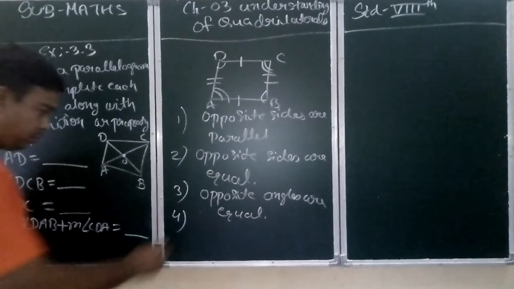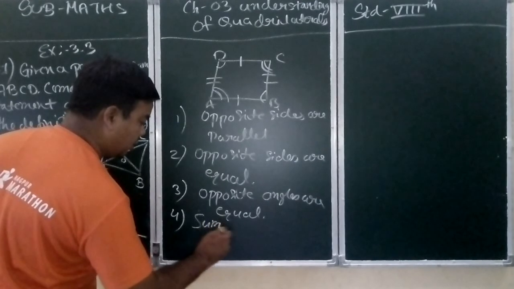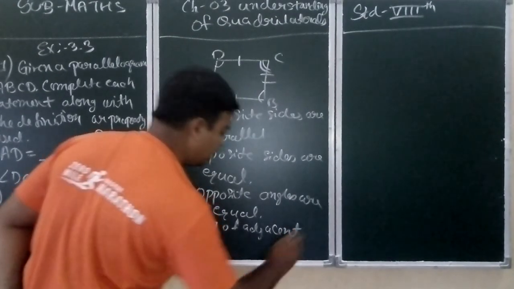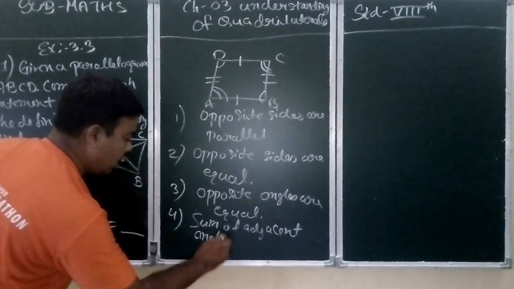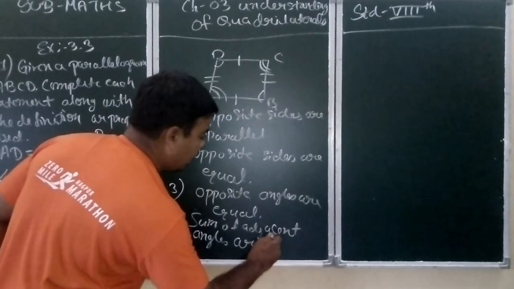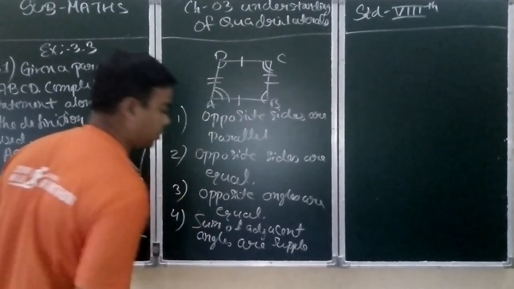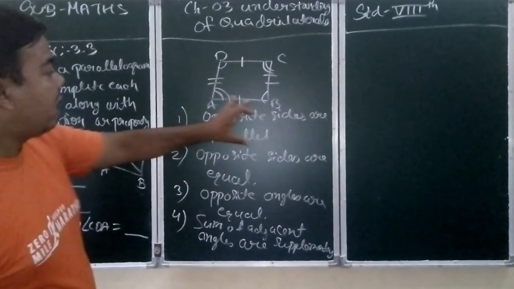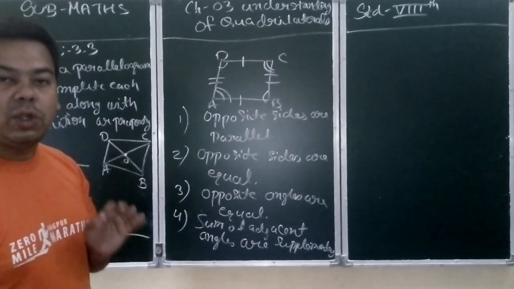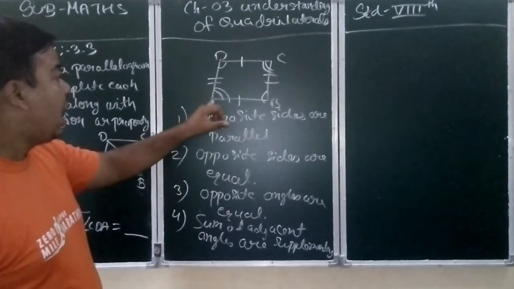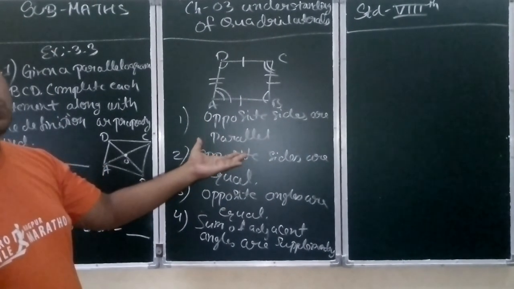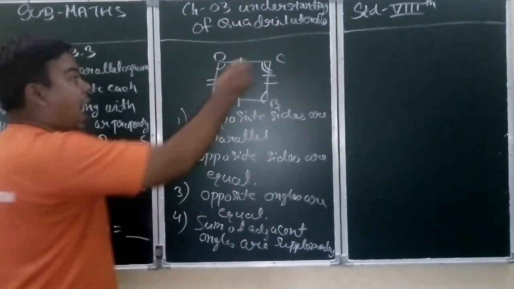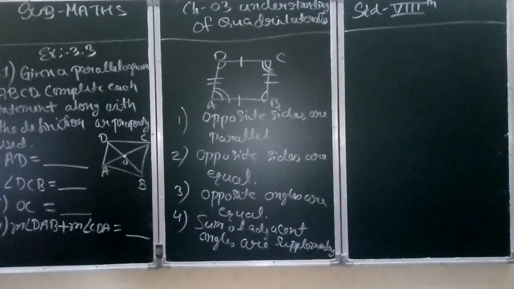Then fourth, the sum of adjacent angles is supplementary. Supplementary means angle B plus angle C is equal to 180 degrees, angle A plus angle B is equal to 180 degrees, angle A plus angle D is equal to 180 degrees, and angle C plus angle D is equal to 180 degrees, like that.